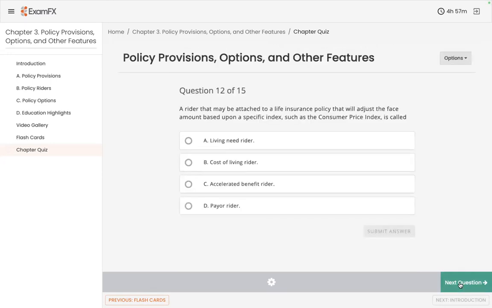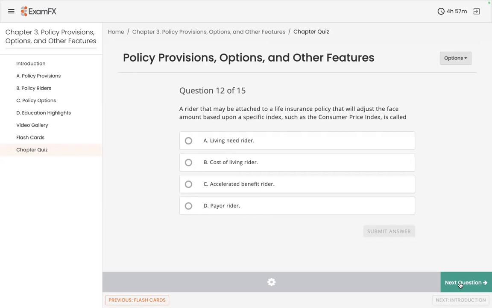Okay. A rider that may be attached to a life insurance policy that will adjust the face amount based upon a specific index, such as the consumer price index, is called the living benefit rider or cost of living rider. See, the different types of riders threw me off too in one of the chapter things. So I'm not confident with this one either.